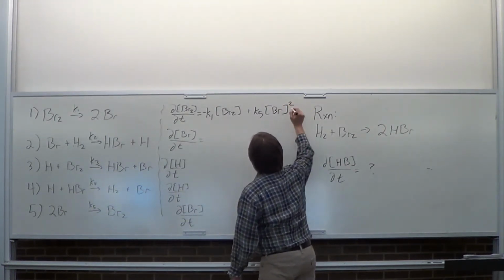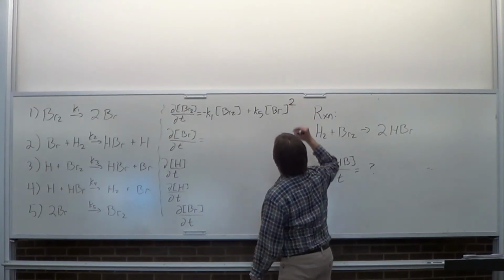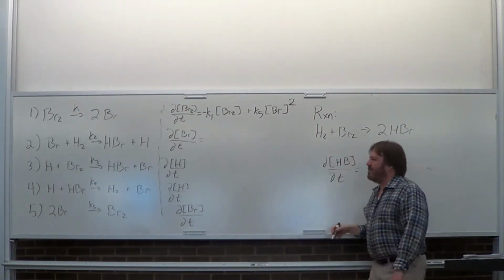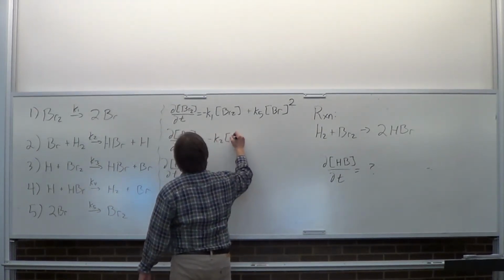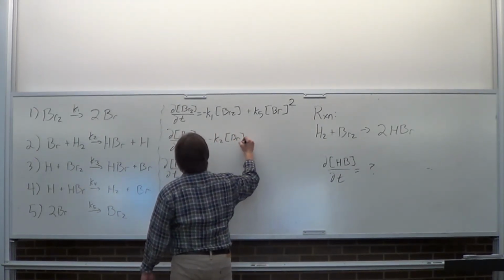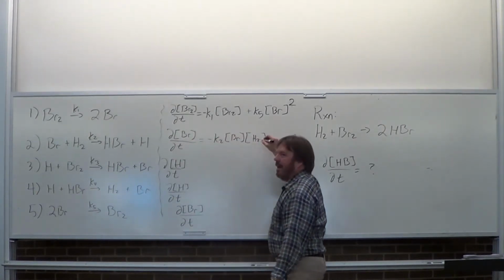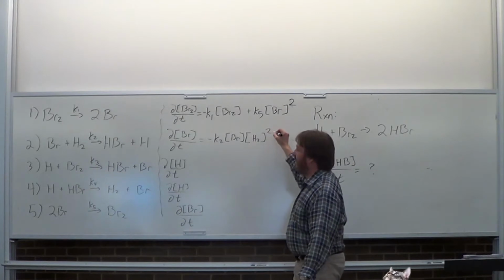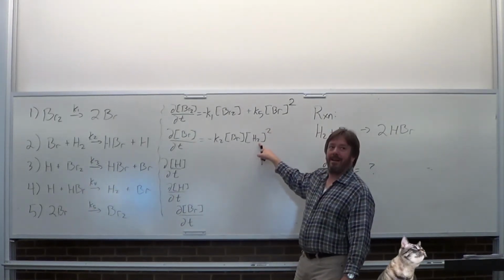Not BR2, but BR squared, there you go. Sorry, you can't see that in the back. There you go. Okay, so now you see how to play this game. Minus K2, BR, H2, right? H2 squared. But there's H2.